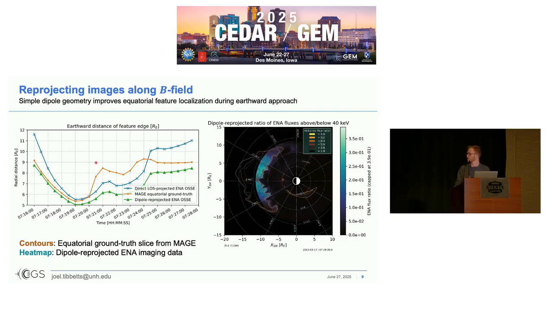Additionally, I've also added a third line to this plot just for the radial position of the feature, and you can see that on the approach phase at least, the green line much better matches the orange MAGE equatorial locations than it did before. Afterward is a different story, but this is just a preliminary result, and so far it seems to be a useful demonstration of how this sort of OSSE technique, this was supposed to loop, oh well, can allow you to take a global model like MAGE and use it to validate new analysis techniques that can help you improve the localization of where features might be in an otherwise ambiguous line of sight projected image.